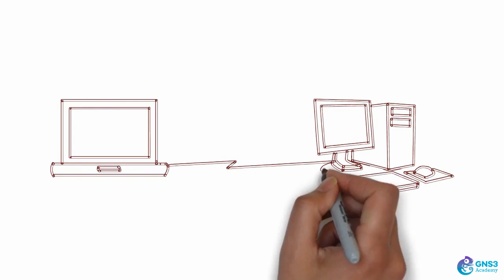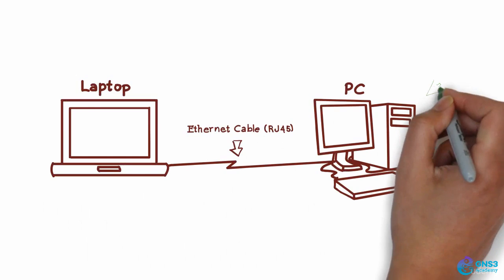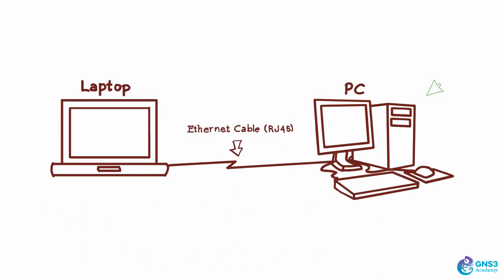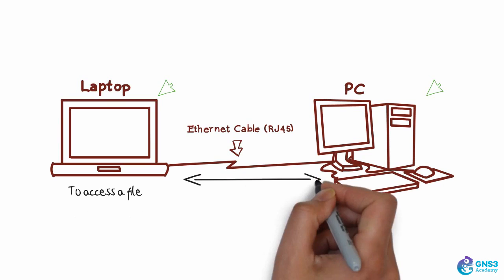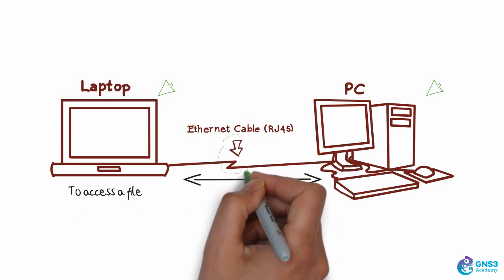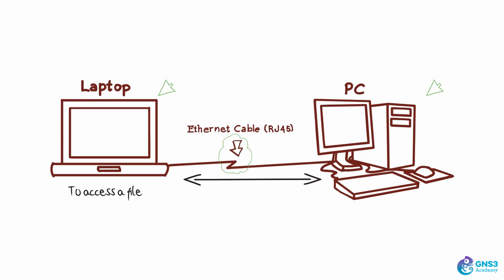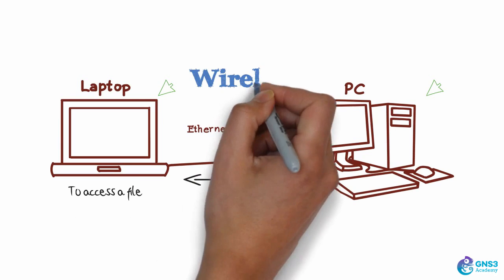In its most simplest form, you may have a PC and want to share a file with someone else. So a laptop is able to access a file shared on a PC across a physical cable, or more and more these days using wireless.